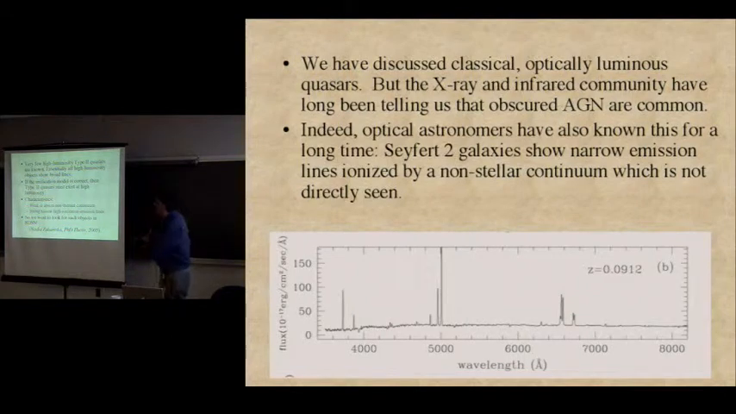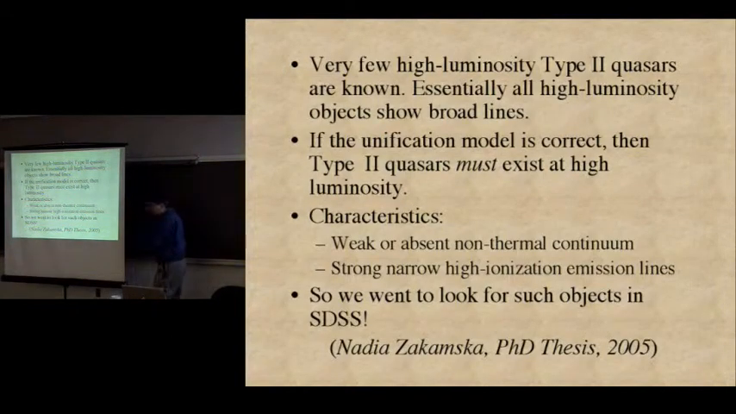And so the name of our game here is to ask the question, do we find analogous objects not at the relatively low, wimpy luminosities of the Seyfert 2 galaxies, but can we find what we'll call type 2 quasars? Do high luminosity analogs of a Seyfert 2 galaxy actually exist? So what would be their characteristics? We'd see very little quasar light in a continuum sense. We'd see very strong, narrow, high ionization emission lines, those things that are excited by a quasar continuum. And so off we went to go find these things.